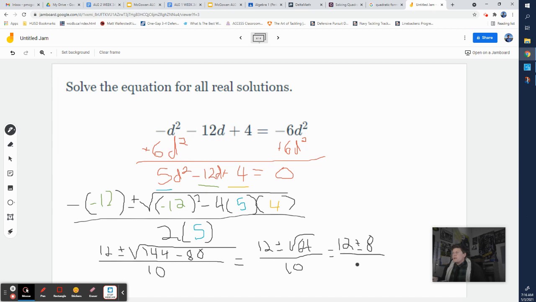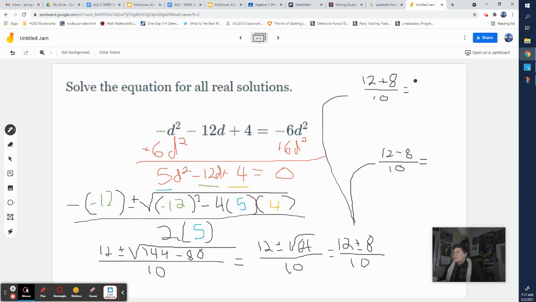all divided by 10. Now remember, this splits up into 2 answers. We have the positive case, so 12 plus 8 divided by 10. And then we have the negative case, 12 minus 8 divided by 10. Add, subtract, and then divide.